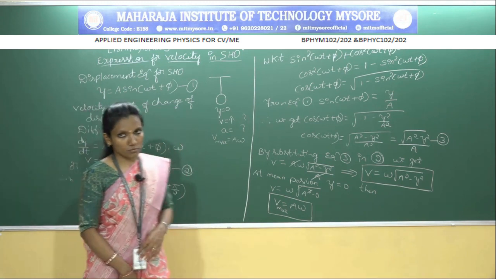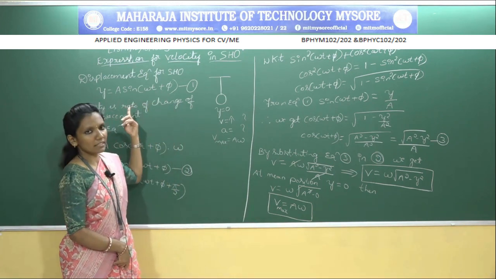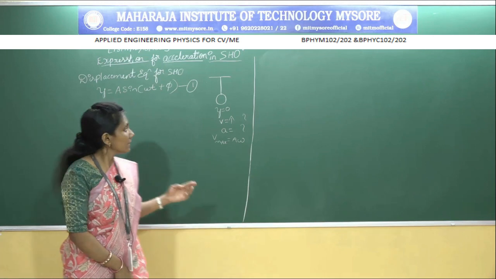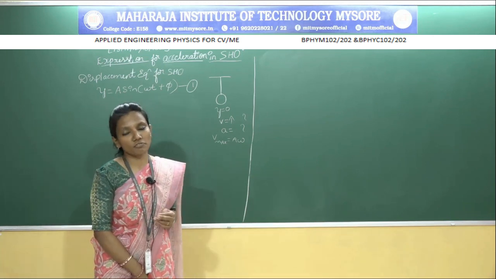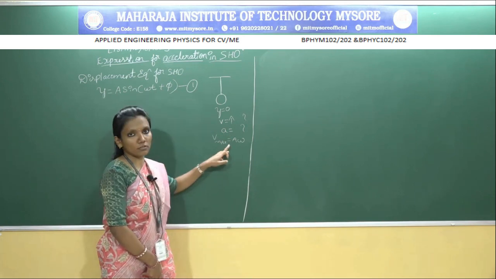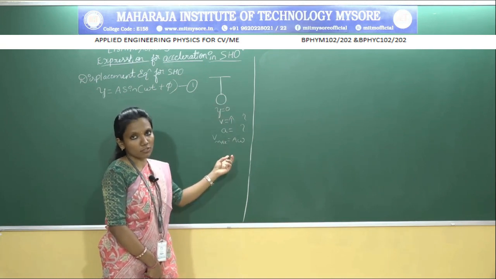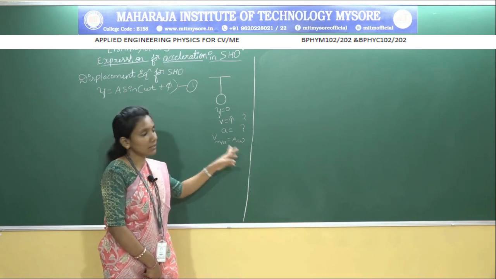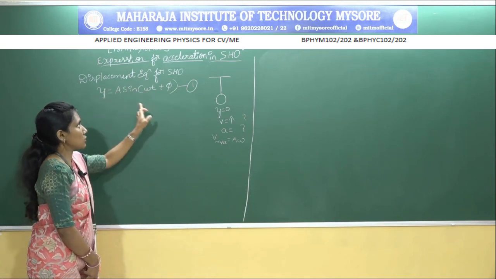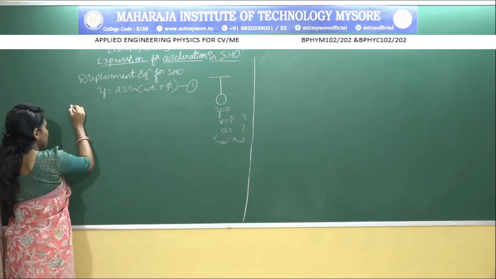Next, similarly we have to find the expression for acceleration. Again consider the displacement equation, but here we have to differentiate twice, then we will get the acceleration. Just now we found that when the particle is at the mean position, the velocity will be maximum, that is equal to a omega. So next, acceleration. Consider the displacement equation for simple harmonic motion, y is equal to a sine of omega t plus phi.